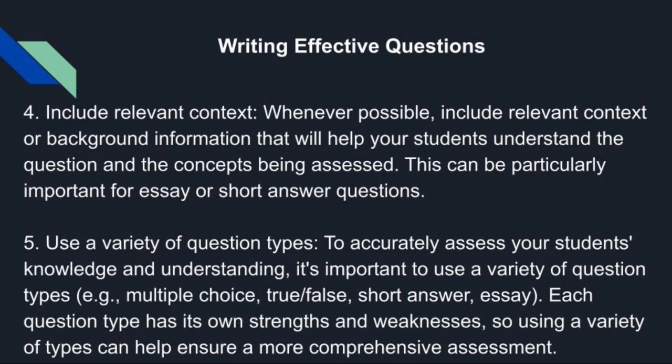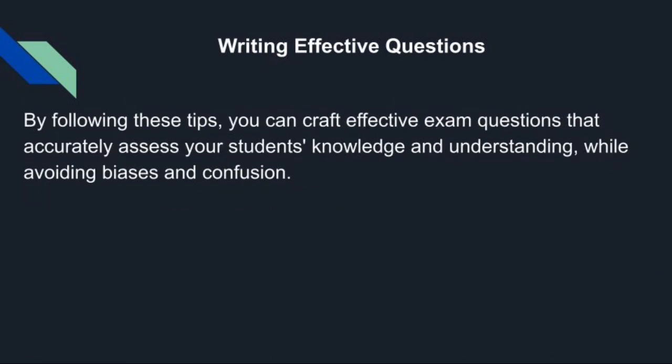4. Include relevant context. Whenever possible, include relevant context or background information that will help your students understand the question and the concepts being assessed. This can be particularly important for essay or short answer questions. 5. Use a variety of question types. To accurately assess your students' knowledge and understanding, it's important to use a variety of question types. For example, multiple choice, true/false, short answer, essay. Each question type has its own strengths and weaknesses, so using a variety of types can help ensure a more comprehensive assessment. By following these tips, you can craft effective exam questions that accurately assess your students' knowledge and understanding, while avoiding biases and confusion.